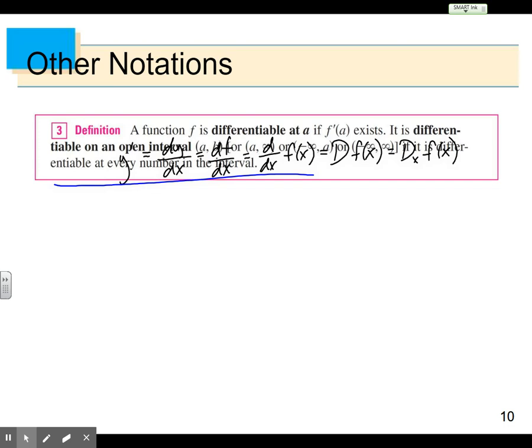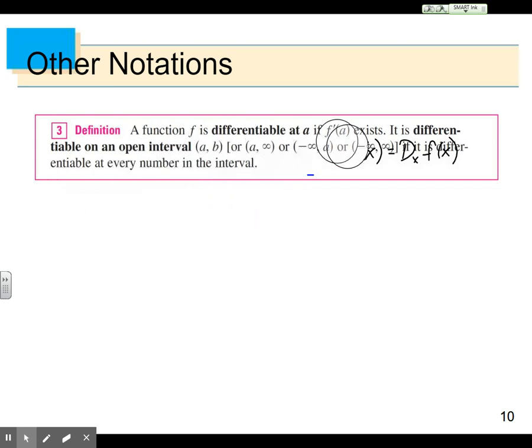Okay, let's talk about a function being differentiable. A function is going to be differentiable at a if f prime of a exists. Well, there's some things that make f prime of a not exist, but it can be differentiable at a, or it can be differentiable on an open interval from a to b, or on an infinite interval from a to infinity, negative infinity to a, or even negative infinity to positive infinity. But in order to be differentiable on an interval, it has to be differentiable at every single number on the interval. Not just the endpoints, but every single number.